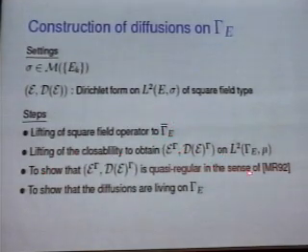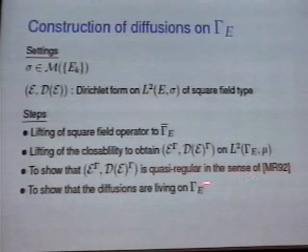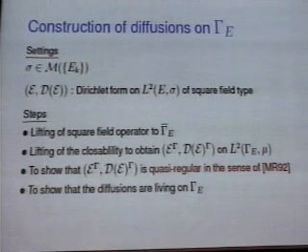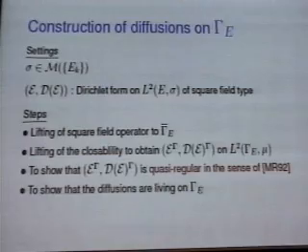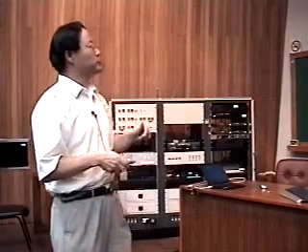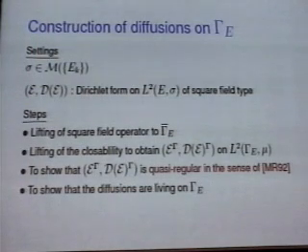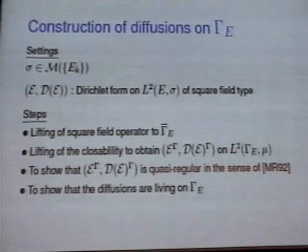Now afterwards, after you get this diffusion, then you have to prove that your diffusion process is in fact living on the simple configuration space. This means that you have to prove that the difference between the multiple configuration space and the simple configuration space is capacity zero with respect to this process, or with respect to this Dirichlet form.